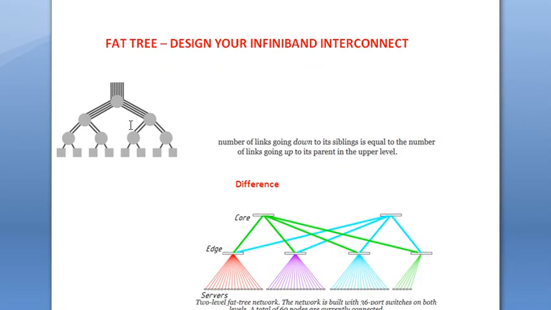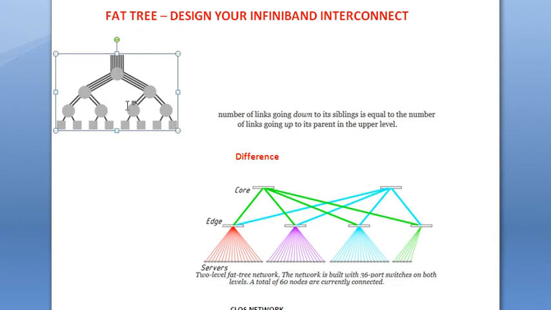Before that I will explain what a fat tree is. This is the fat tree structure. Here you can consider the circle as the switch and the rectangle as the server. This is the fat tree definition: the number of links going down to its siblings is equal to the number of links going up to its parent in the upper level. In this case, this switch has 2 siblings, so the number of downlinks is 2 plus 2, which is 4. The number of uplinks is 4. So the number of uplinks and downlinks are both the same. So it is a fat tree.